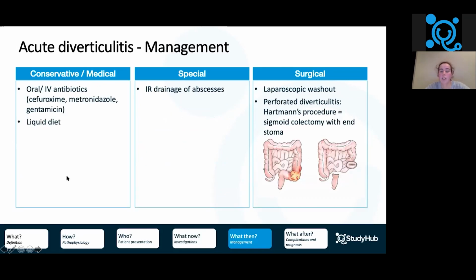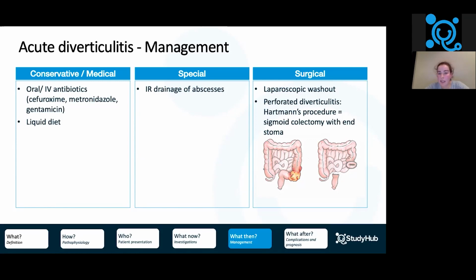And in terms of management for acute diverticulitis, this can be conservative, medical, or surgical. So conservative, we give oral or IV antibiotics, so usually cefuroxime, metronidazole, gentamicin. The patients will go on a liquid diet initially.